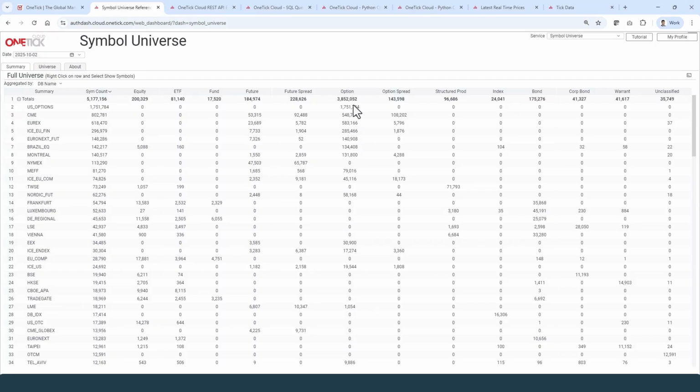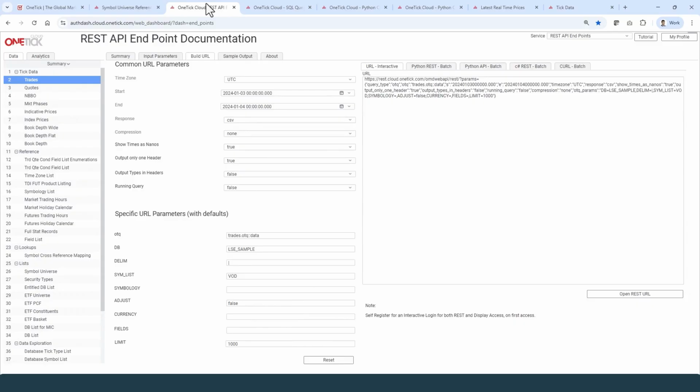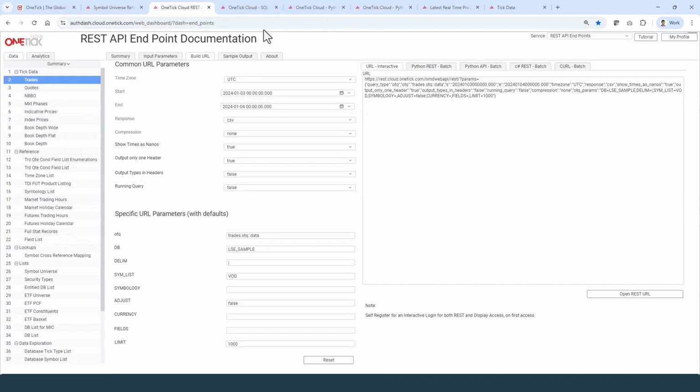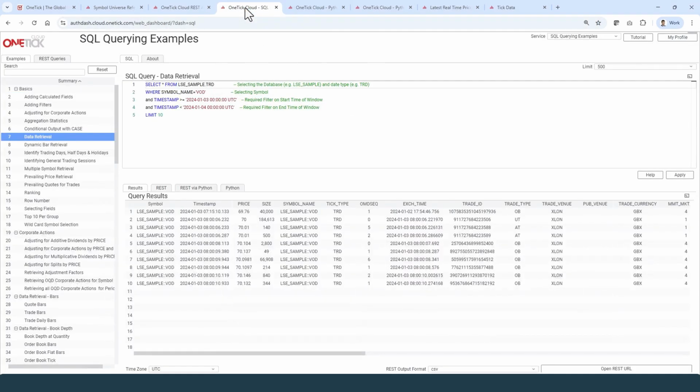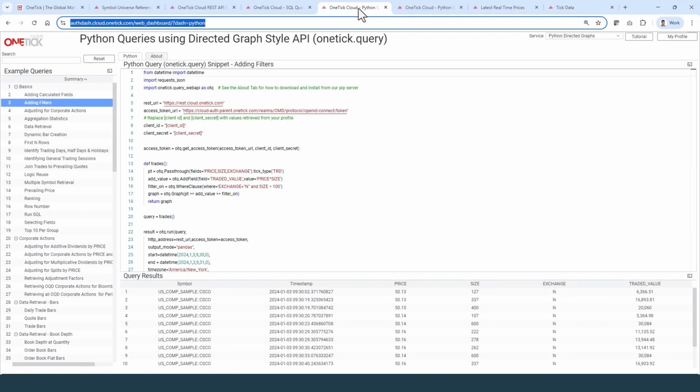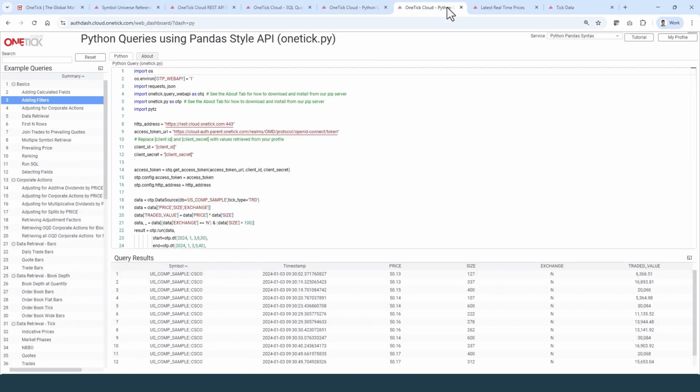And that data goes back into the 1990s via REST, where we have a series of REST endpoints people can pull down. So literally call the URL, open it up, and then return data. Or it could be via SQL. Just type in the SQL, select the database, select the table, select the symbol, time range, click apply, and get back the data. Or it can be via Python. And we actually have 2 Python dialects. One is directed graph based, and one is more of a pandas style API. Both you're retrieving the data.